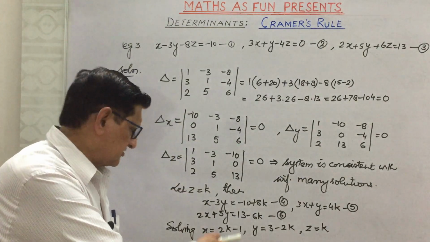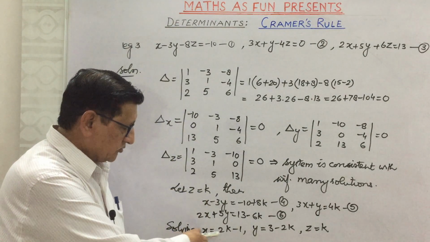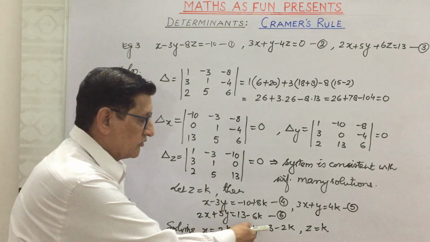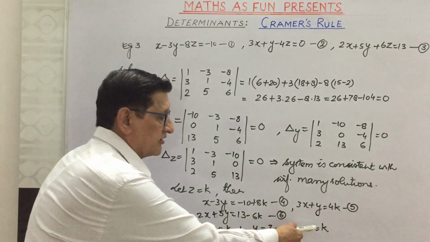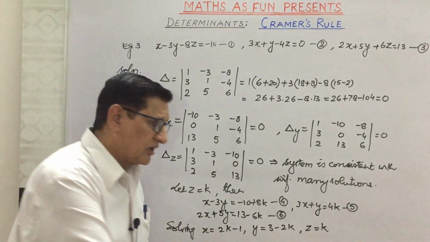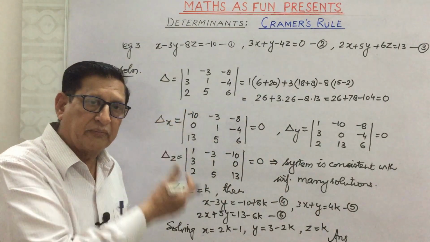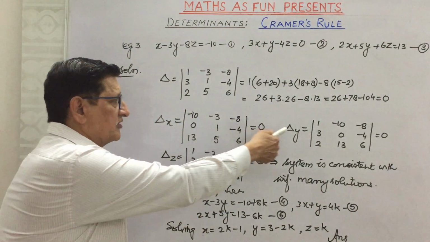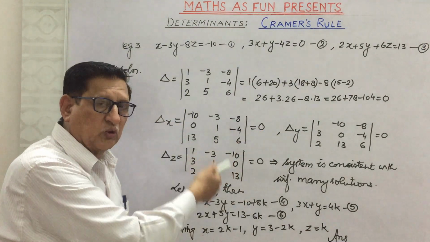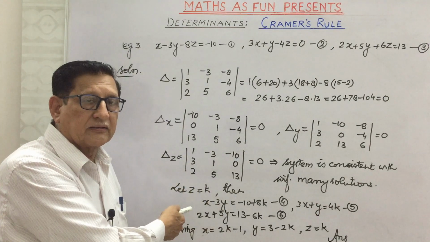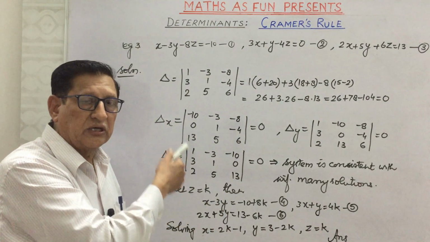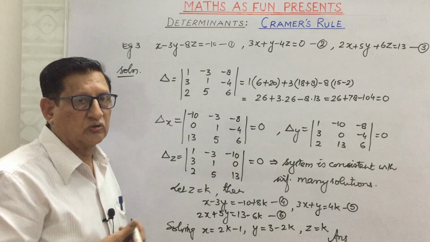Solving these equations, we get the values as x is equal to 2k minus 1, y equal to 3 minus 2k and z equal to k. This is the answer to the problem, and like this we can find out infinitely many solutions. If any one of these three determinants is non-zero, then we say that the system is inconsistent with no solutions.